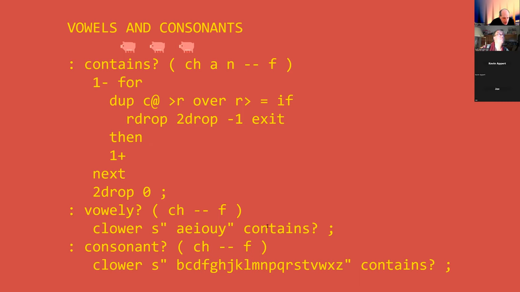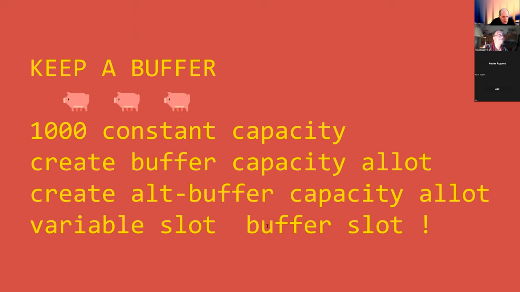And then I ended up even needing to have a word to scan a string to see if it contains something, because that let me easily define if something was a vowel, or I called it vowel-y because I wanted to include Y, and Y is ambiguous, and then consonant checks the consonant. So that's my way of checking for a vowel or a consonant.